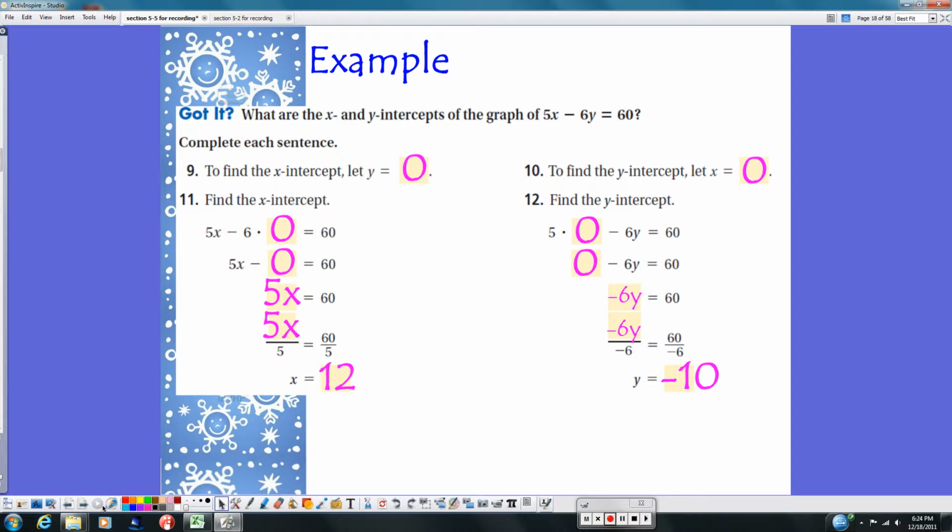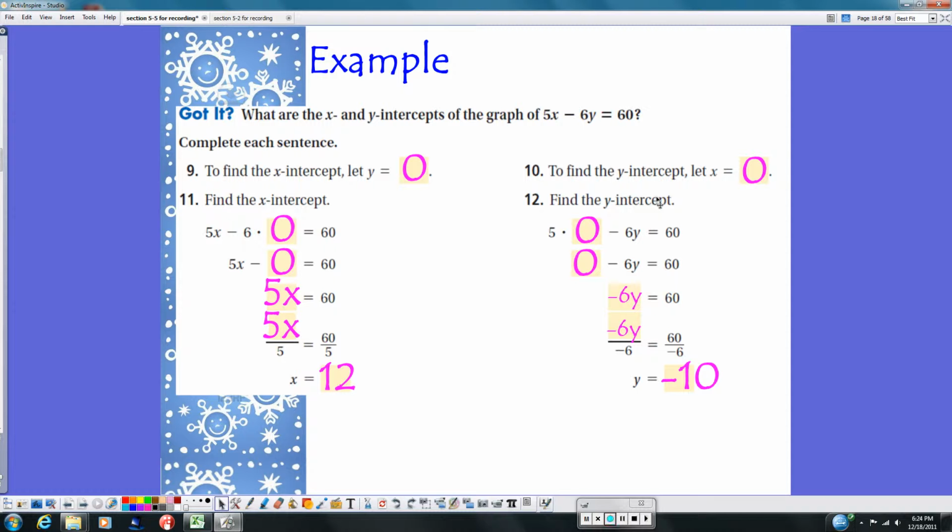So to find the x-intercept, we're going to let y equal 0. So we're going to put a 0 in for y. Well, anything times 0 is 0, so 5x minus 0 is equal to 60. So 5x equals 60. Divide both sides by 5, so our x-intercept is 12.